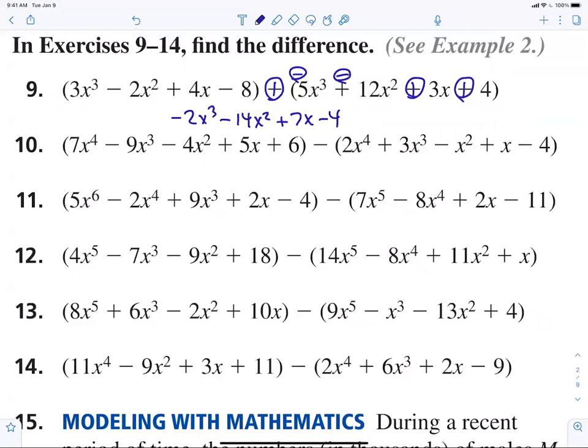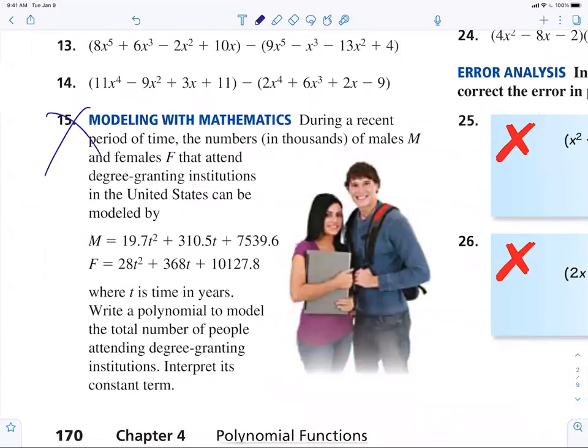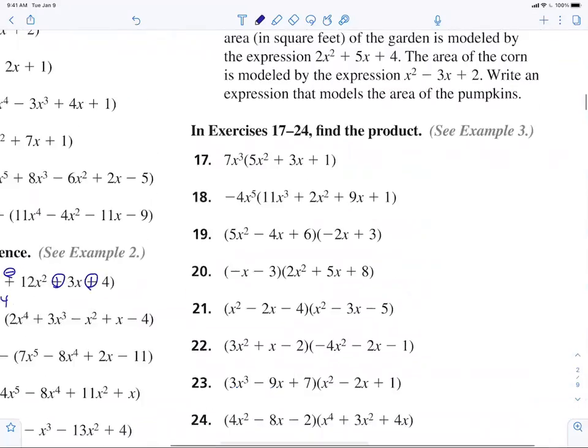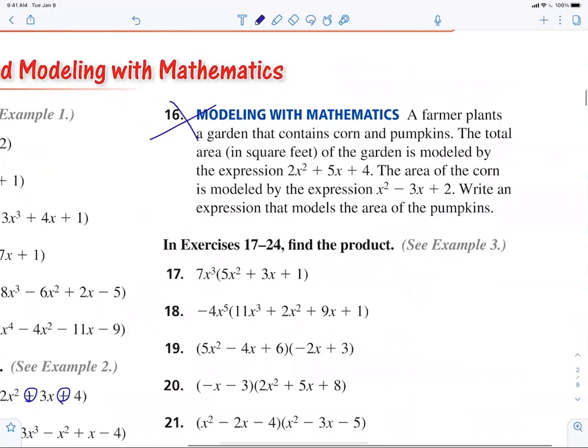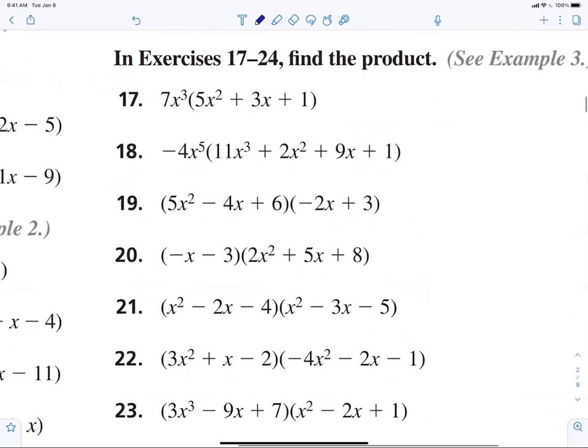All right. Simple, simple. I'm agreeing. Simple. Nothing to it. All right. So we just reviewed addition. We just reviewed subtraction. I don't care about that. 15 is no good. All right. Let's look over here. 16. I don't care about modeling. All right. Here we go. Now, okay. So finally, all right. Let's go ahead and do 17. Final answer.